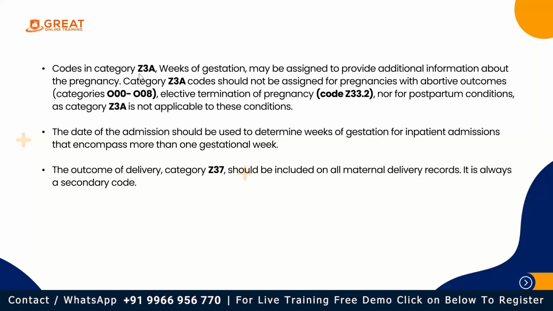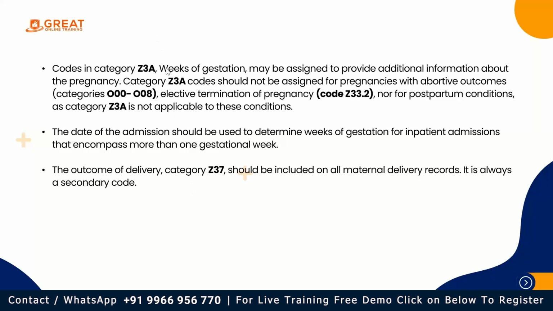Okay. Code in category G3A, weeks of gestation, may be assigned to provide additional information about the pregnancy. Category G3A codes should not be assigned for pregnancies with abortive outcomes, categories O00 to O08, or elective termination of pregnancy, code G33.2, nor for postpartum conditions, as category G3A is not applicable to these conditions. So the G3A code again we have to use to indicate weeks of gestation.